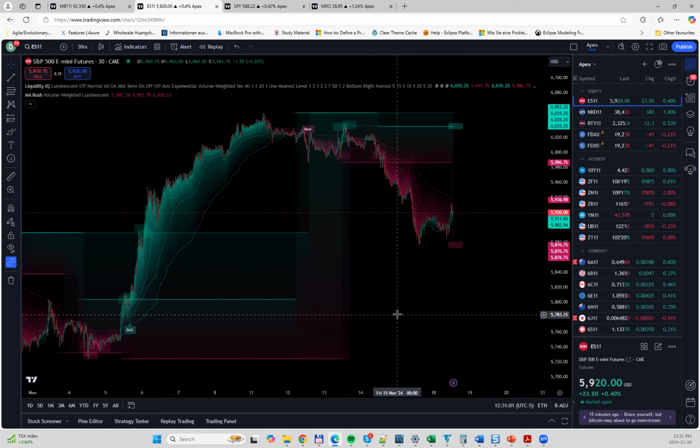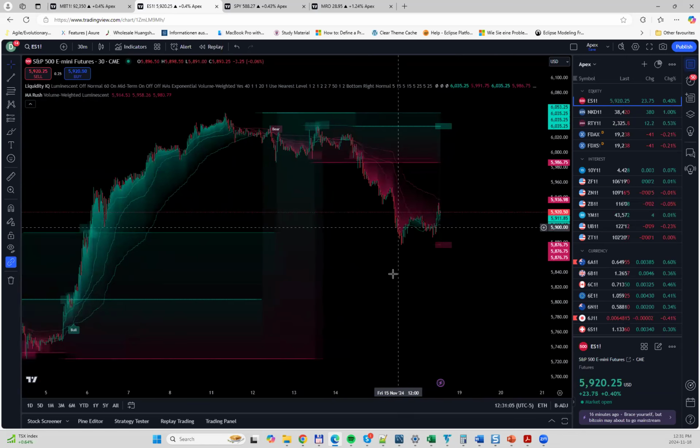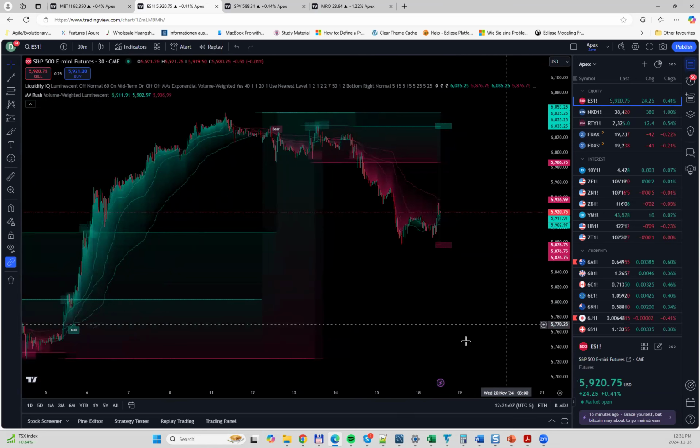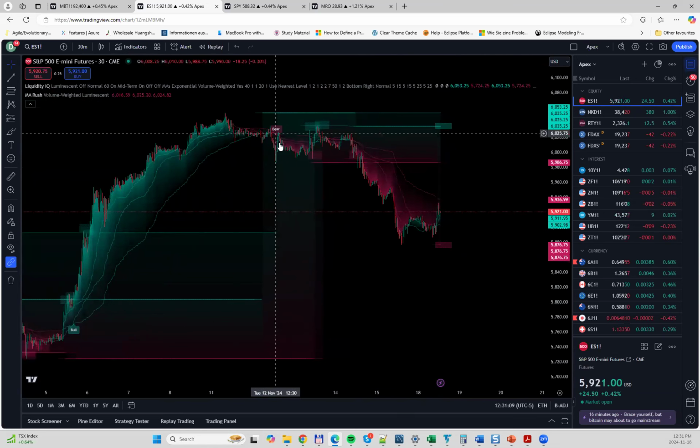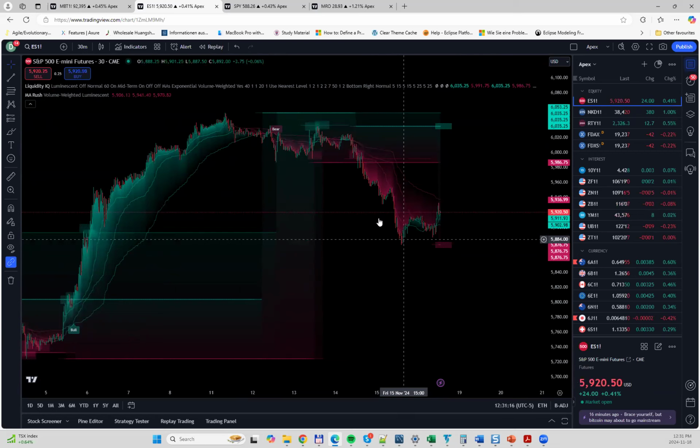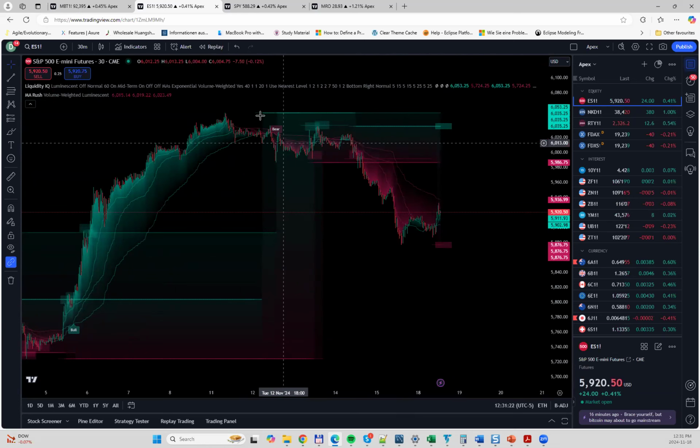Okay, so what do we have here? Once again, we have our indicators applied to the chart. We can see that MA Rush switched to bearish just around here. Then we have this huge follow through to the downside. Price since then has been retracing off this support level to the upside, but we still have bearish sentiment.